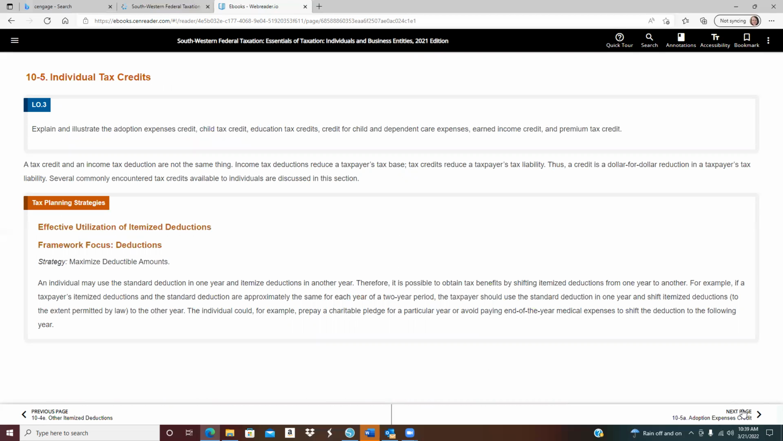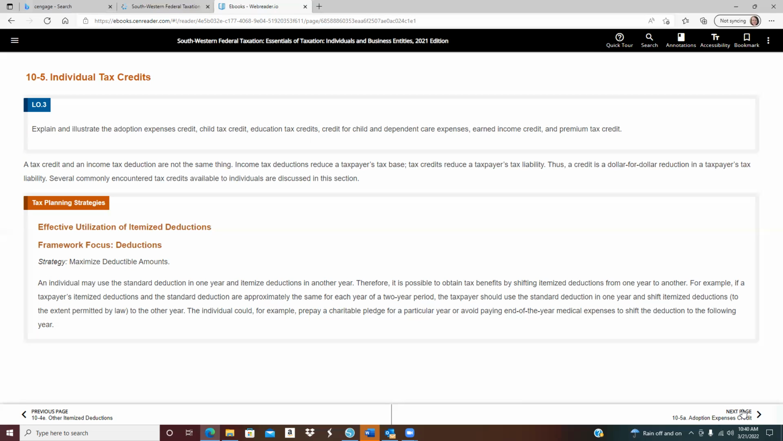So now we're going to go into credits. Determine your total income, take out all your exclusions, and you have your adjusted gross income. Then determine all the different types of expenses that you can deduct under your itemized. Then you determine your tax liability. You take your taxable income after all your exclusions and your deductions, apply your tax rate based on your filing status, and that gives you your tax liability.